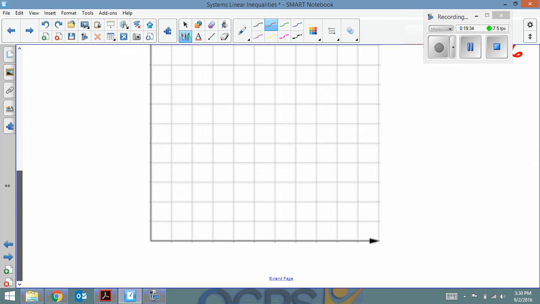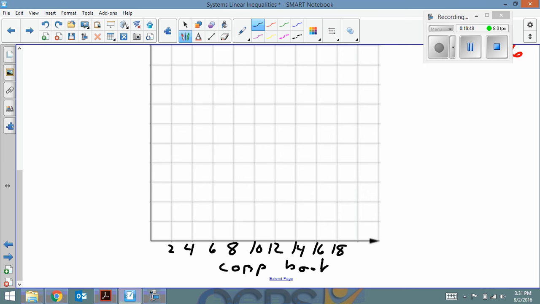To do that, we first have to number a number line. So let's do that. We have 2, 4, 6, 8, 10, 12. These are comp books, remember, because we said x was comp books, so that should be your x-axis. Okay, your y's.